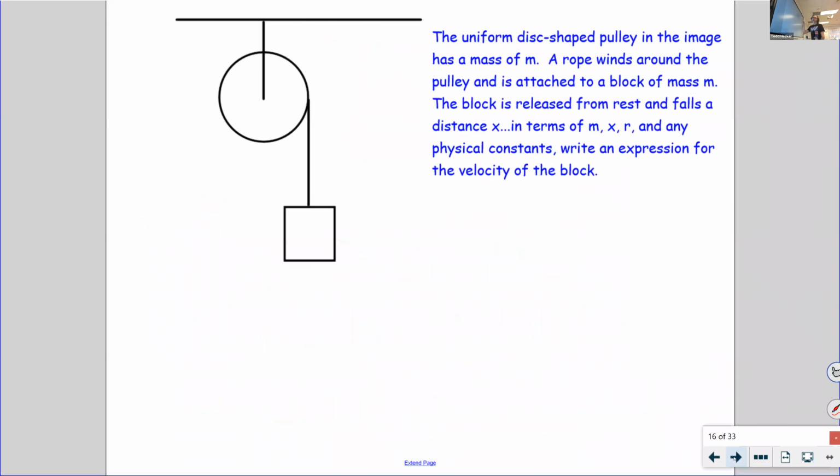Bam! Look at this. Here we have a pulley. The problem tells us that the pulley is disc-shaped. So what do we know about the pulley? We know that it is disc-shaped, in which case the rotational inertia of a disc-shaped pulley about its center of mass is 1/2 m r squared, where m is the mass of the pulley and r is the radius of the pulley. The problem tells us that our pulley has a mass of m. It doesn't tell us the radius, so I'm going to just assume that it is lowercase letter r. All right, so that is that.